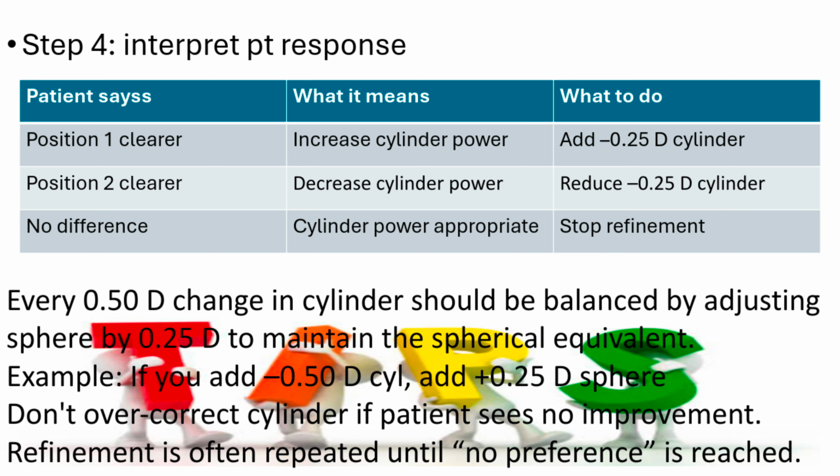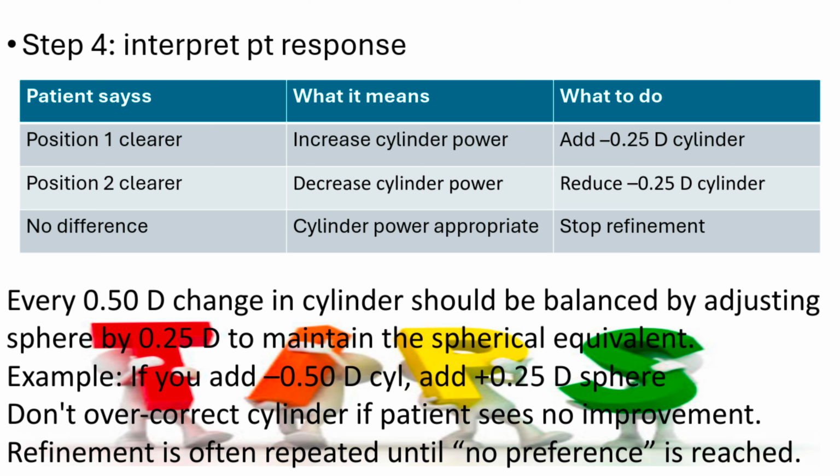Now you can see the table. If patient says position 1 is clearer, we have to increase cylinder power by adding -0.25. If patient says position 2 is clearer, we have to decrease cylinder power by reducing 0.25. If no difference, we have to stop, because the cylinder power is refined. After every power change, recheck the axis for possible interaction.